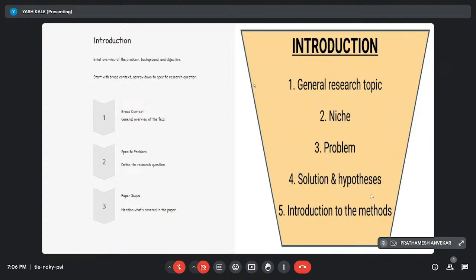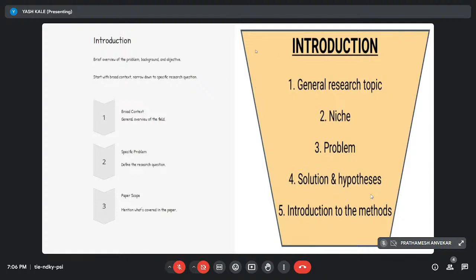give a brief introduction of the problems and the methods that you've incorporated in your project. And your introduction should also outline the scope of your paper. So you should make sure to briefly mention what the reader can expect in the rest of the paper.